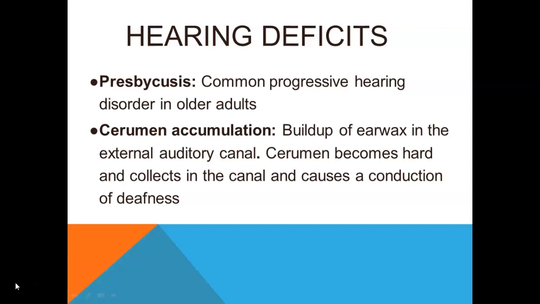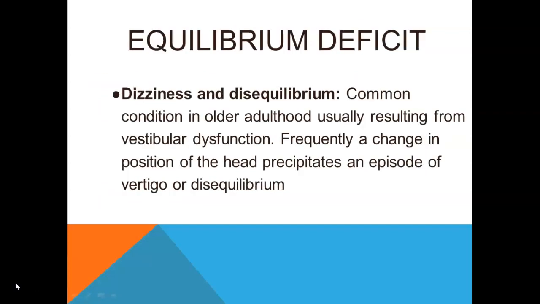Cerumen accumulation is also something that can happen in any age group, and that's a buildup of earwax in the external auditory canal. The cerumen becomes hard and collects in the ear canal and can cause conductive hearing loss or conduction deafness. And that is a reversible type of deafness, where if you remove the wax, you'll be able to hear. There also is equilibrium deficit, that is dizziness and disequilibrium.